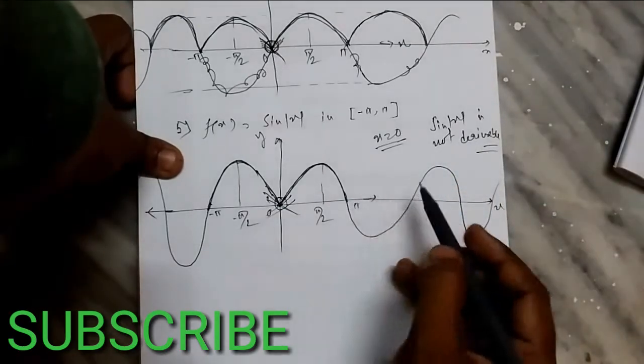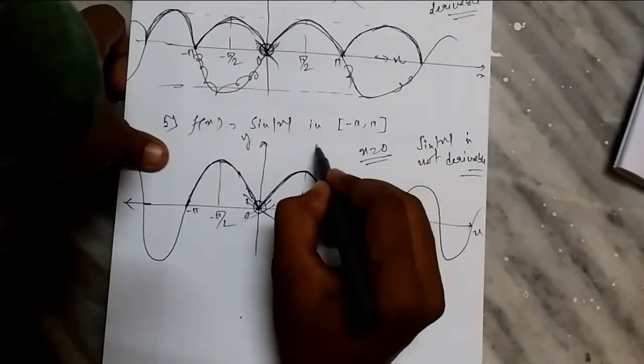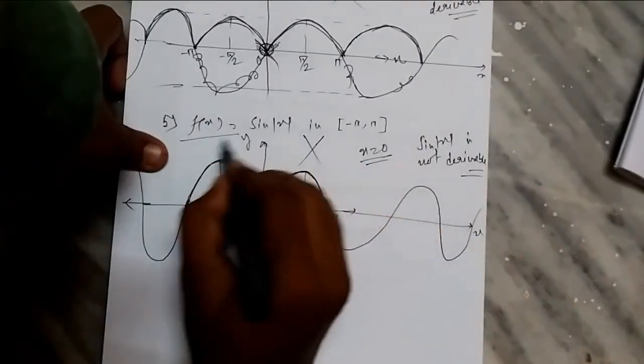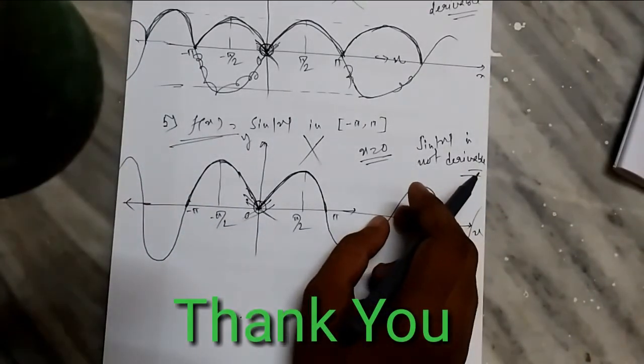So here the second condition of Rolle's theorem is not satisfied, so this function also does not satisfy Rolle's theorem. Okay, thank you.